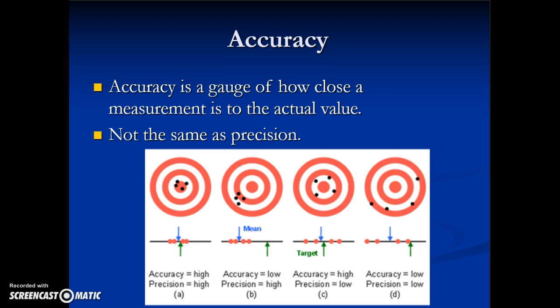Accuracy is a measure or a gauge of how close a measurement is to the actual value. It's not the same as precision. So here we've got some diagrams showing groupings of data points or target shots that have both high precision and accuracy, high precision and low accuracy, high accuracy and low precision, and neither.